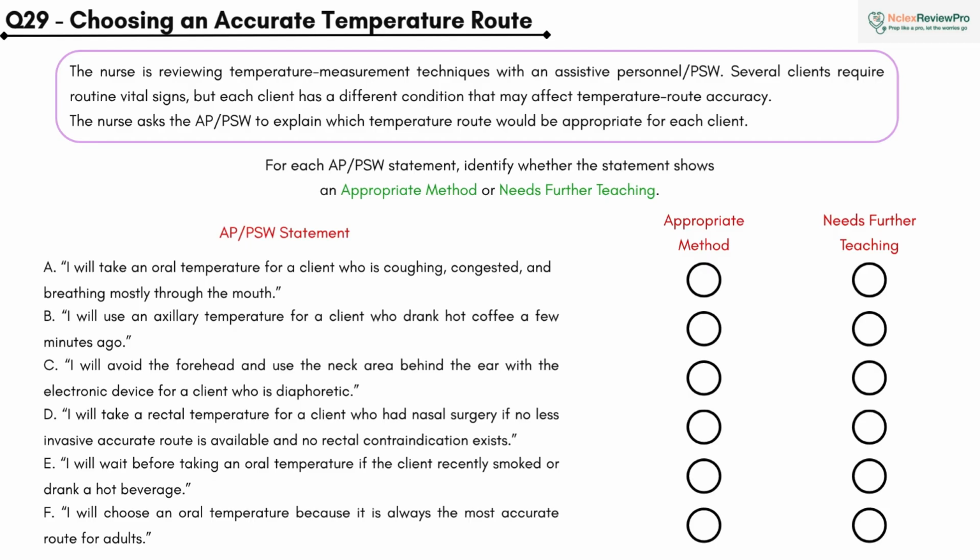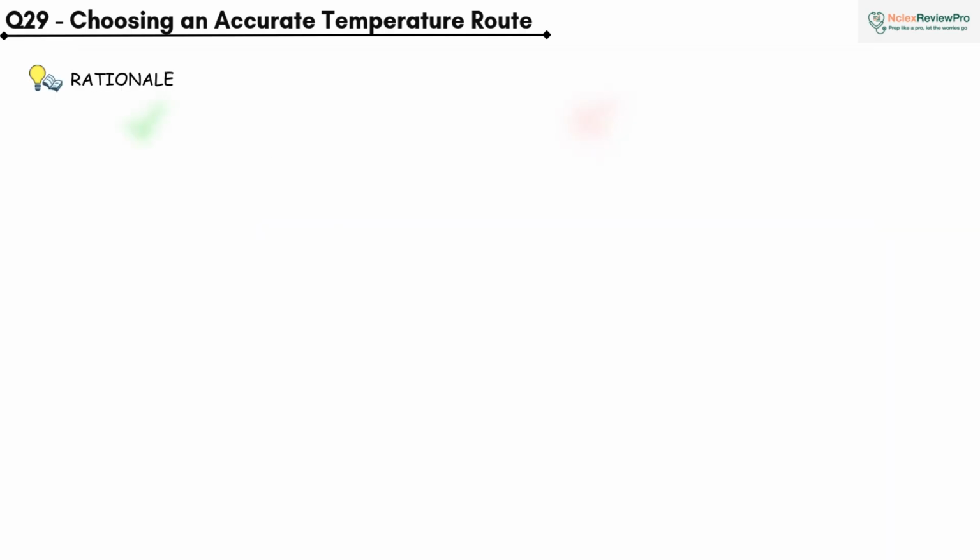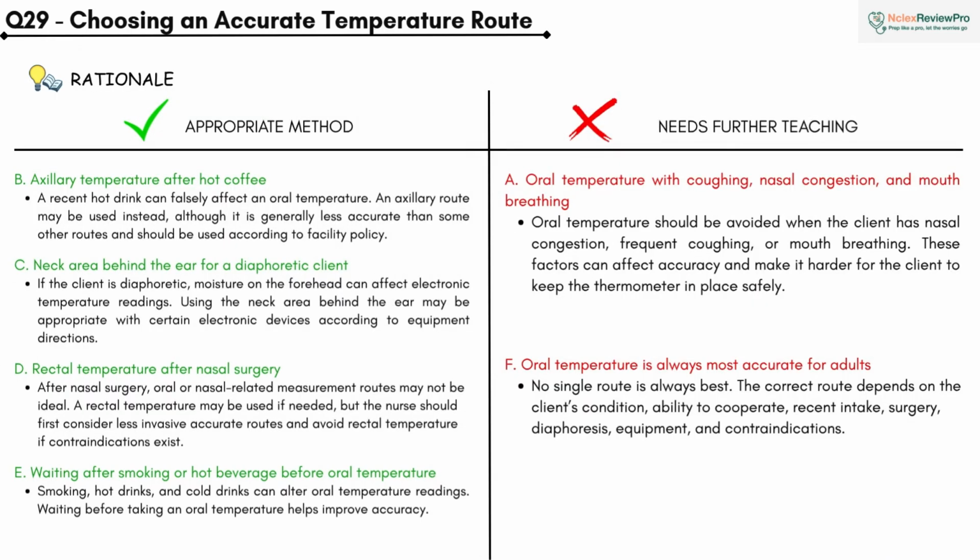The statements that show an appropriate method are option B, C, D, and option E. The statements that need further teaching are option A and option F. All right, let's look at the rationales. For option A, taking an oral temperature when the client is coughing, congested, and mouth breathing needs further teaching.